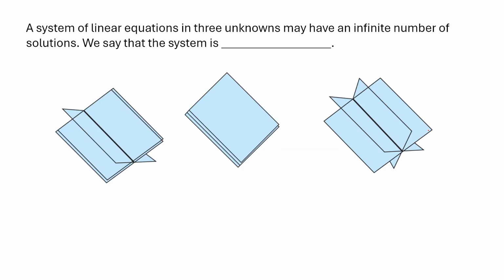Also, a system of linear equations in three unknowns may have an infinite number of solutions. We say that the system is dependent. So this happens when maybe, like in this first situation, two of the planes are the same and they intersect the other plane in a whole line of points.